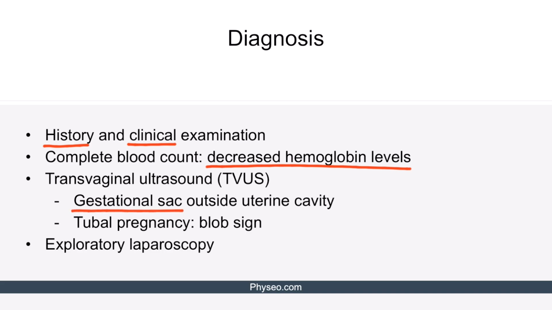It may show the gestational sac located outside the uterine cavity and a blob sign in tubal pregnancy. Blob sign is also called the tubal ring sign and is described as an echogenic ring surrounding the unruptured tubal pregnancy. Exploratory laparoscopy can be performed to confirm the diagnosis.